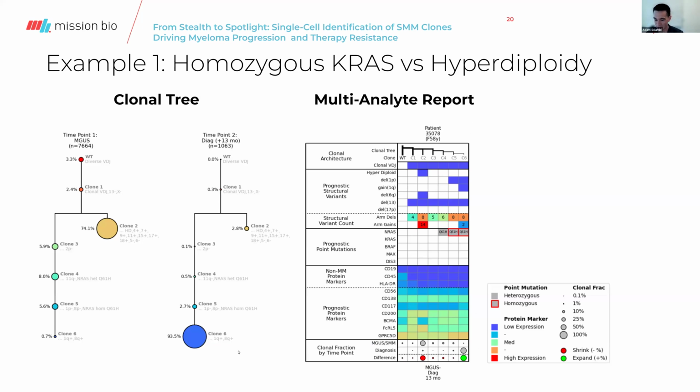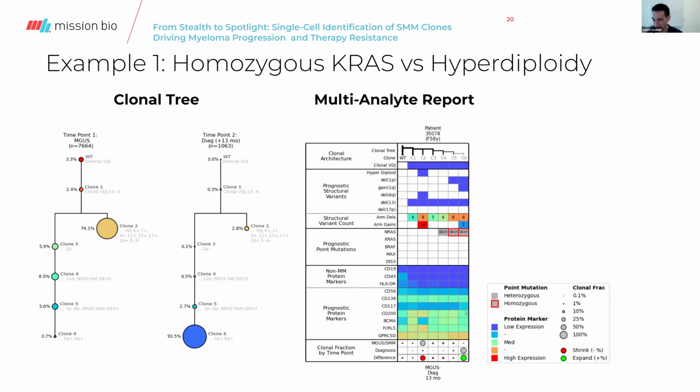And then clone 6, which you see here, is the one that has the deletion of 1p and the gain of 1q. You can see how the NRAS mutation went from heterozygous to homozygous as 1p was deleted. And then scanning down, you see that it is growing.